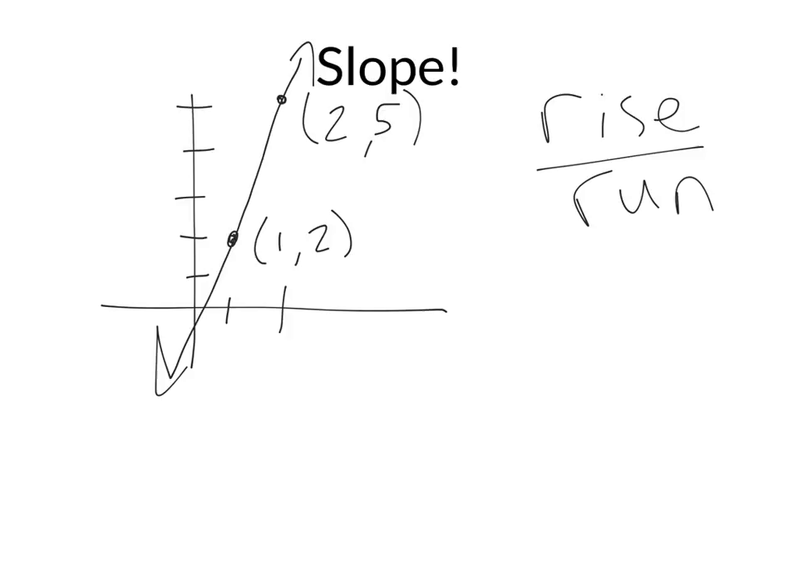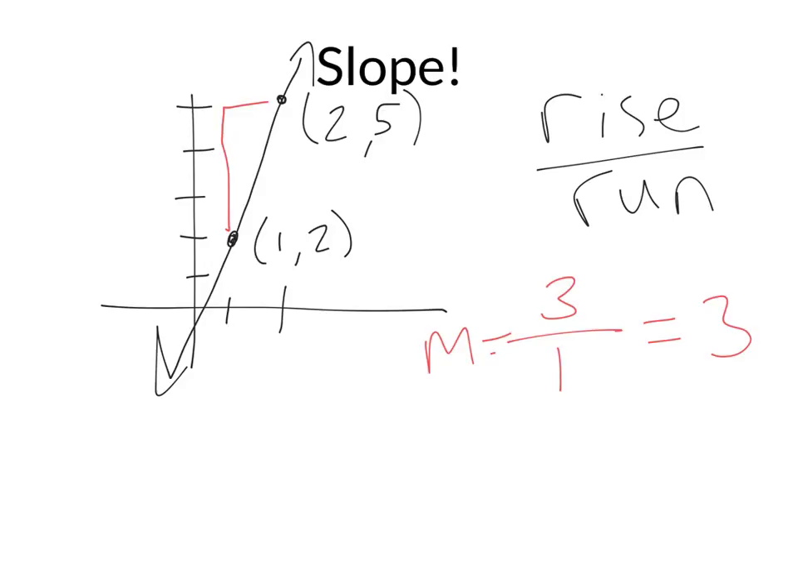Okay, so a couple ways of looking at this. Well, it's been graphed, right? And we can see that we go up 3 and then over 1. So my slope is a rise of 3 over a run of 1, which means that it's just 3. That's what my slope equals.